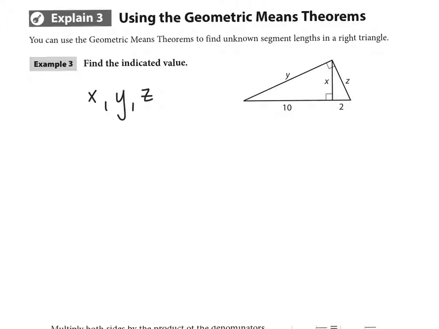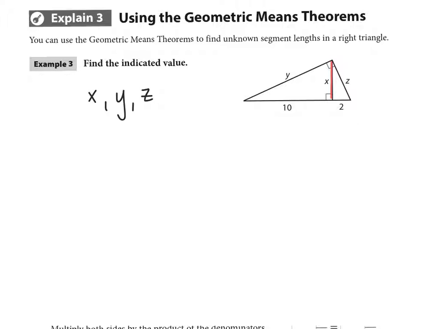Sometimes it may help you to break the triangles apart into separate triangles, but in general, when they ask you to solve for this, we're just going to say we can solve for x first. I'm going to show you tomorrow how you can know for sure that x is going to be an easy variable for you to solve for to begin with.